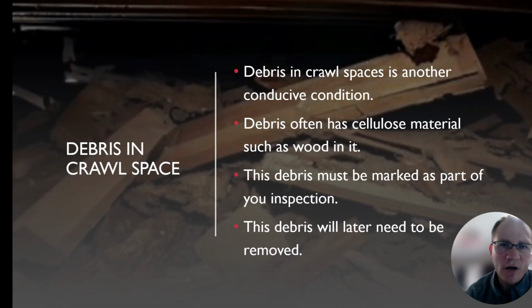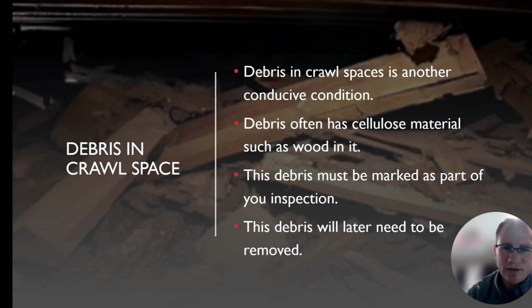Moving further along on our inspection, we need to look for things like debris in the crawl space. Debris in a crawl space is obviously another conducive condition. Debris often has cellulose material in it, such as wood. The debris must be marked as part of your inspection on the graph, just like everything else we've talked about. Debris always needs to be removed later. As you can even see in this photo here, there's definitely things like wood and debris under crawl spaces usually. Any of that is going to be an absolute buffet for termites.